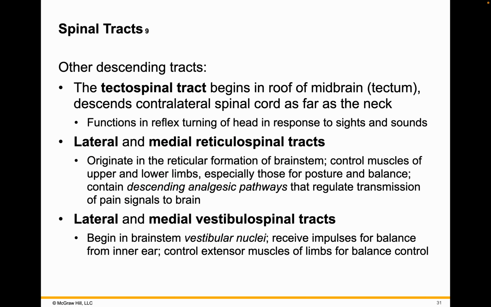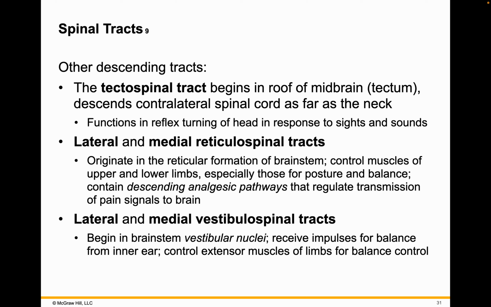Other descending tracts include the tectospinal tract, which begins in the roof of the midbrain, the tectum, and descends to the contralateral spinal cord as far as the neck. It functions in reflex turning of the head in response to sight or sounds.